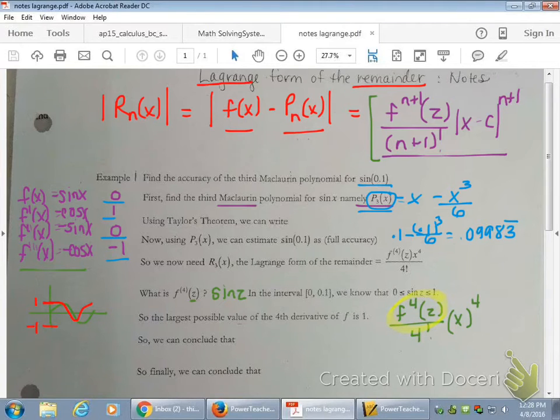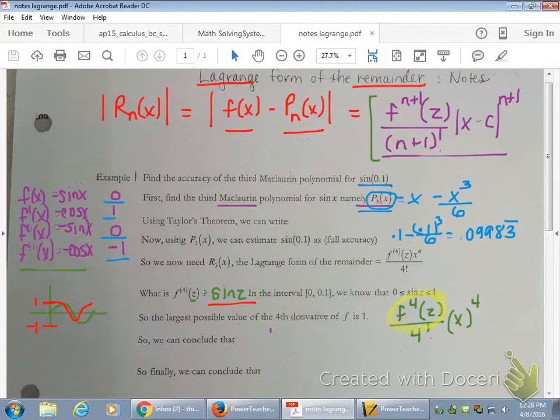So for the f to the 4th of z, the 4th derivative of z, I'm thinking about sine, and I know the biggest that sine will be in any interval will always be 1. So when you get to the 4th or whatever derivative that you're looking for in the problem, if you get sine or cosine, you're going to put a 1 in the place of that derivative because that's the biggest value it can be. Now, if it's e to the x or if it's square root of x, you do something different. But when you get sine and you get cosine, then you always put a 1 on top.